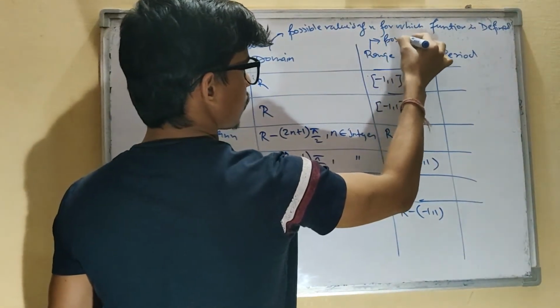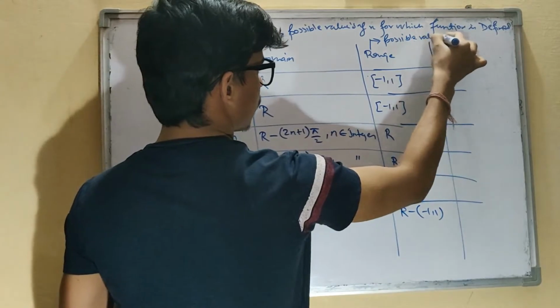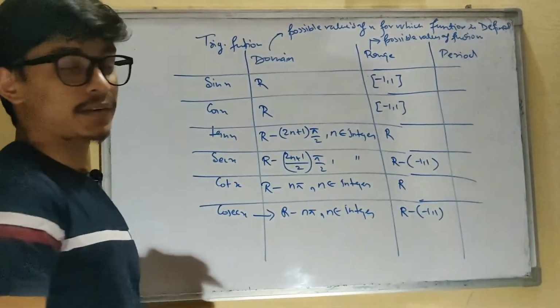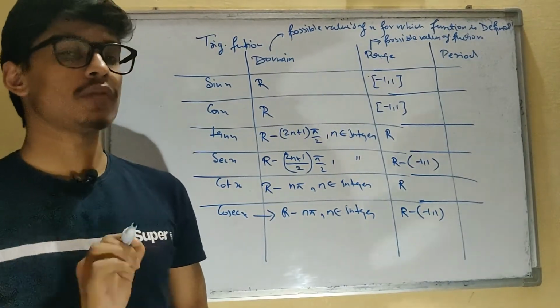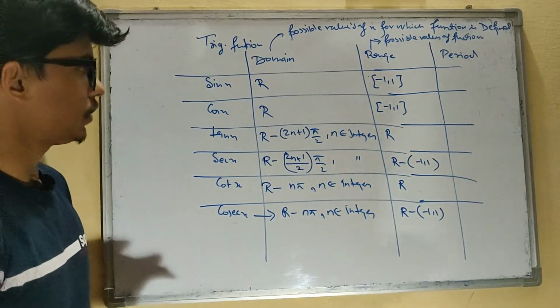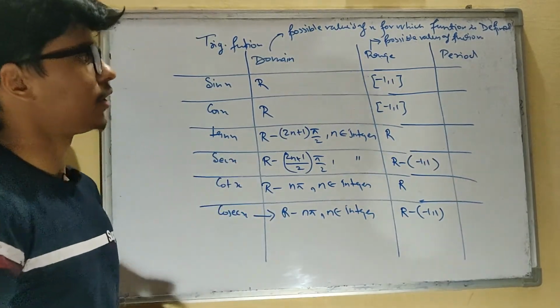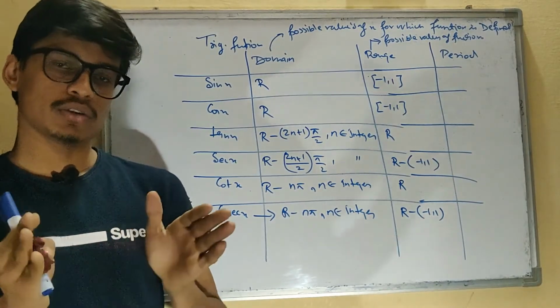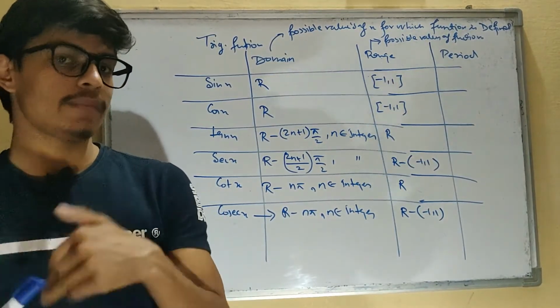Possible values of a function, what the function can attain. The value of sin x always lies between -1 and 1. It can be -1 and 1 also. So that is what the range is. Now, what is period? Period is the interval, the range of angle after which the values repeat themselves.